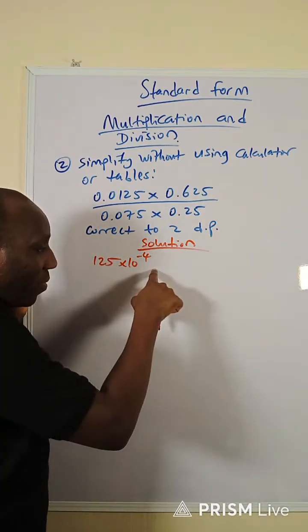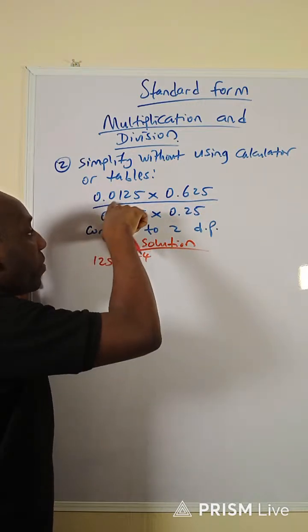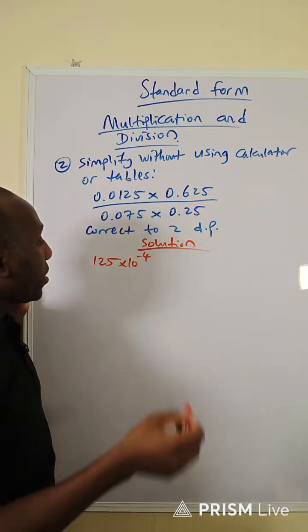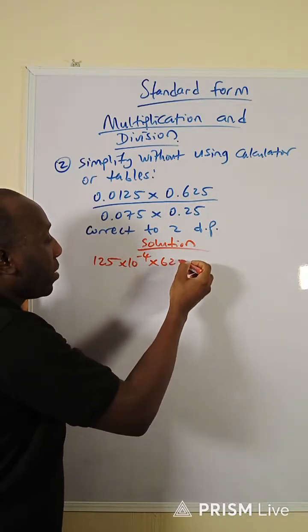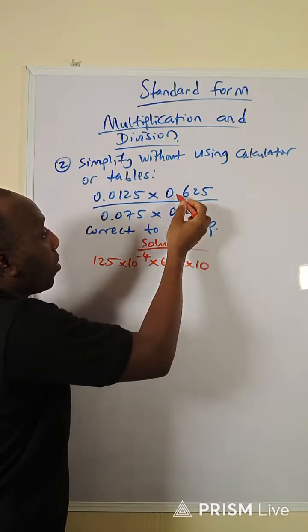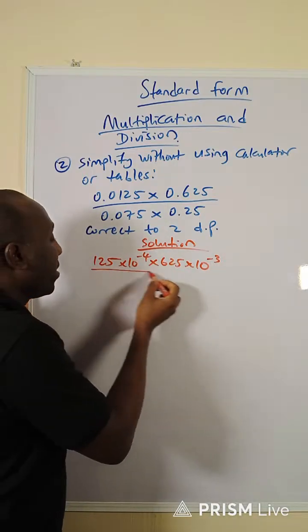See, this is not standard form. I'm rewriting all of them by removing the decimal point. So what about this one? This will be times 625 times 10 raised to what? 1, 2, 3, minus 3. Then all divided by what?